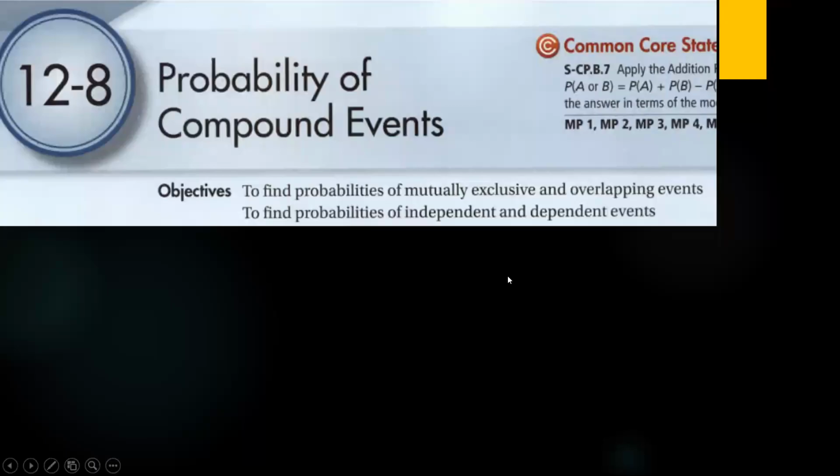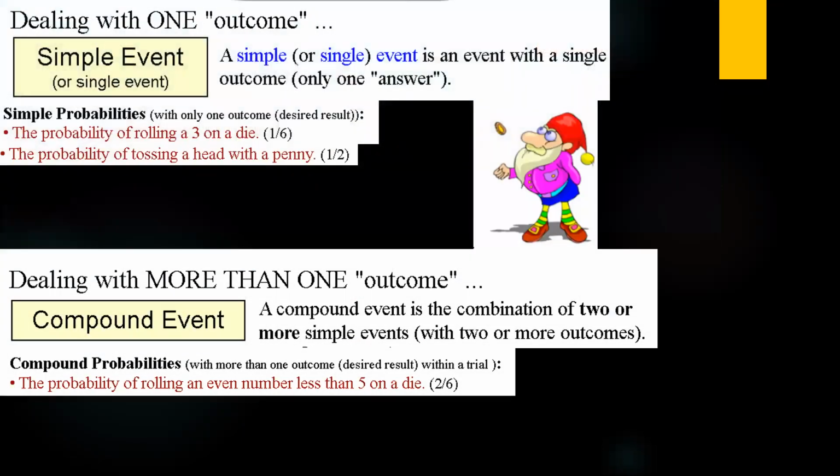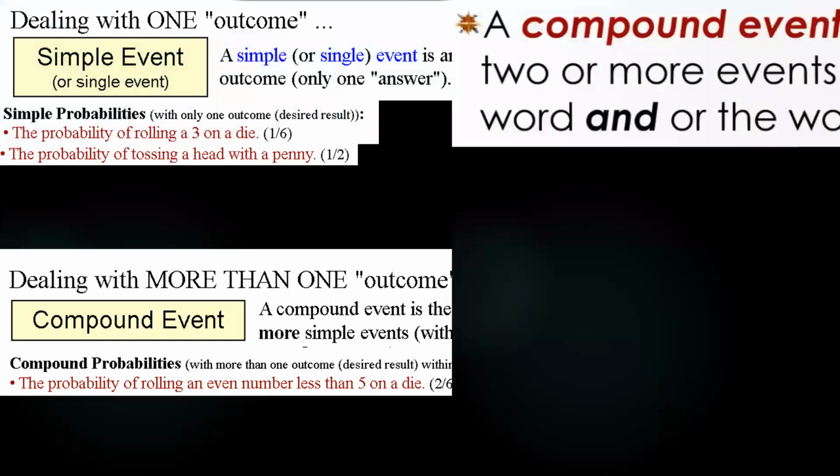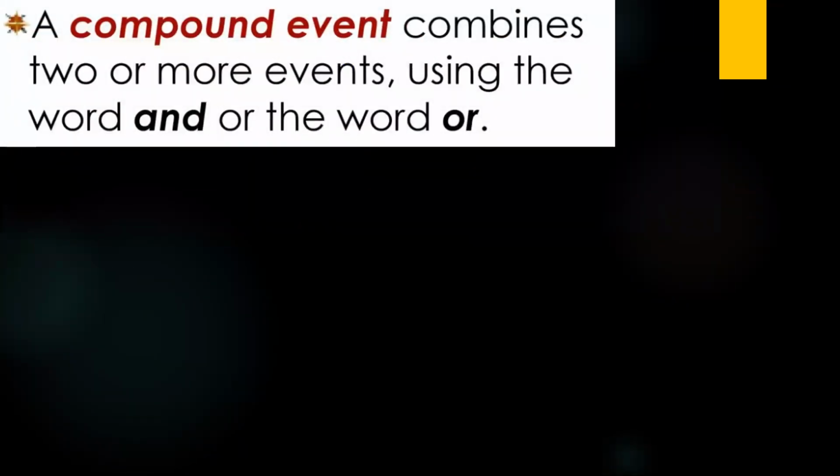So yesterday we started with the probability of compound events, and we said that a compound event is an event with more than one event. To combine two events or more, I can use two words, "and" or "or." And according to "and" and "or," I can classify the events into mutually exclusive events or overlapping events, independent and dependent events.